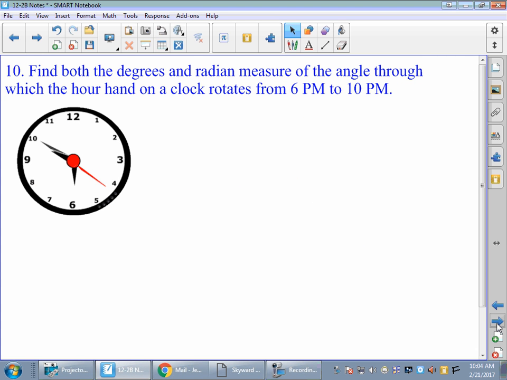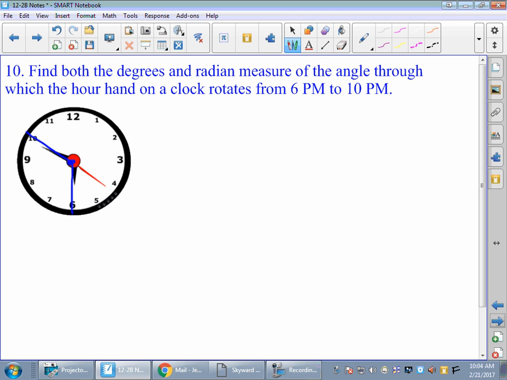For number 10, we want to find both degree and radian measures. When the clock hand rotates, the hour hand rotates from 6 p.m. to 10 p.m. So we're going from 6 to 10, and we're talking about this angle measure right here. We want to know that angle measure.